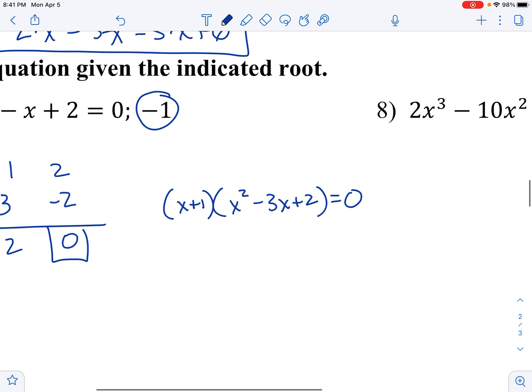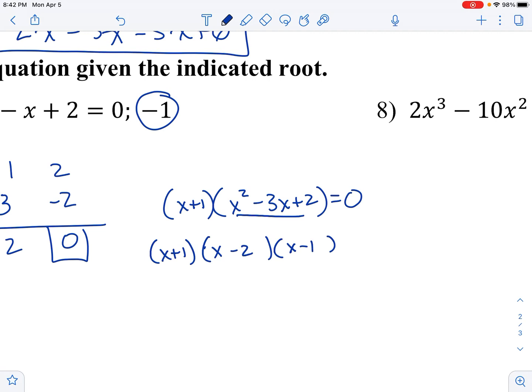Well, hey, guess what? We're back to quadratics, and I know how to factor that. When I factor that, I'm going to have x plus 1. We already knew that root. And then I'm going to set up my binomial, and I'm going to factor. This factoring is not bad at all. It's going to be -2 and -1, and this is going to give me 3 answers. I already knew that first answer. Don't forget to include it. I then found out about 2 and 1 as well.